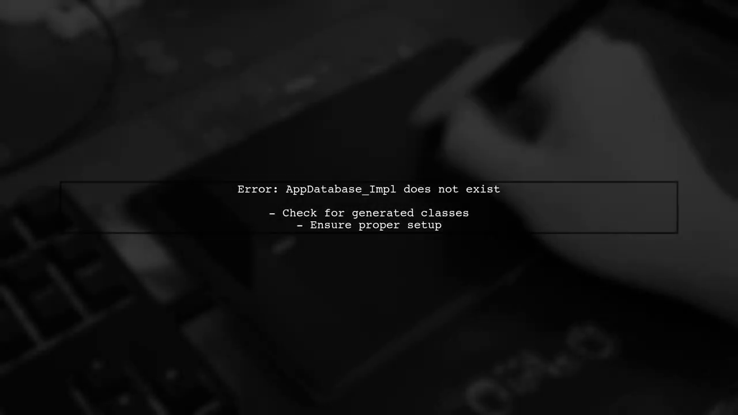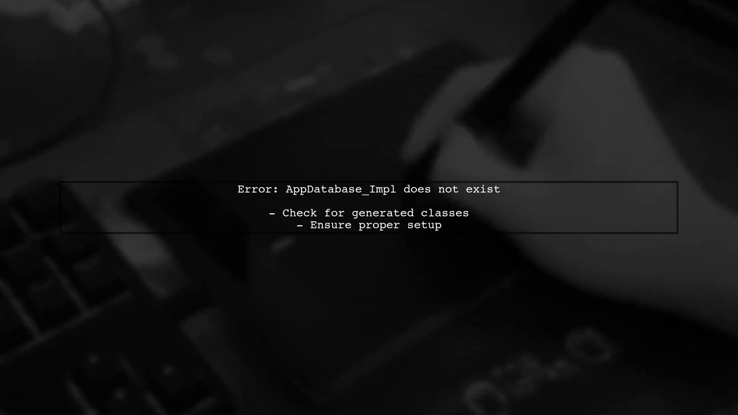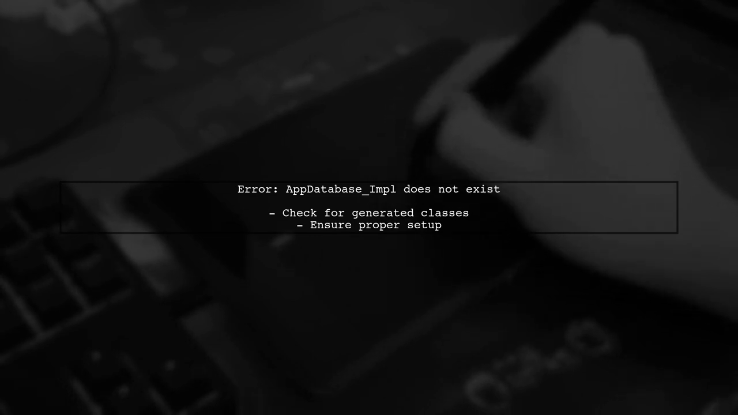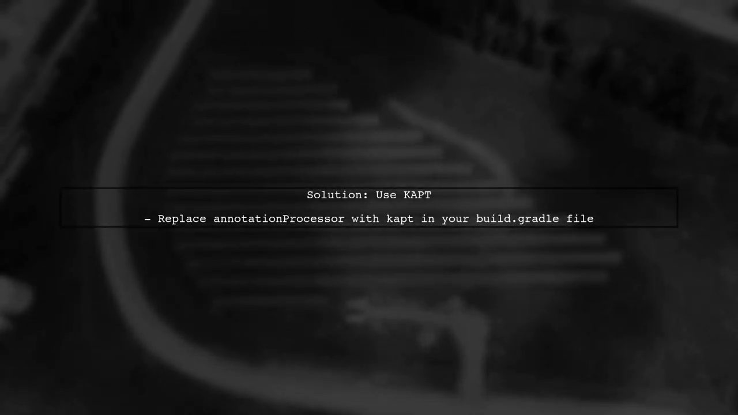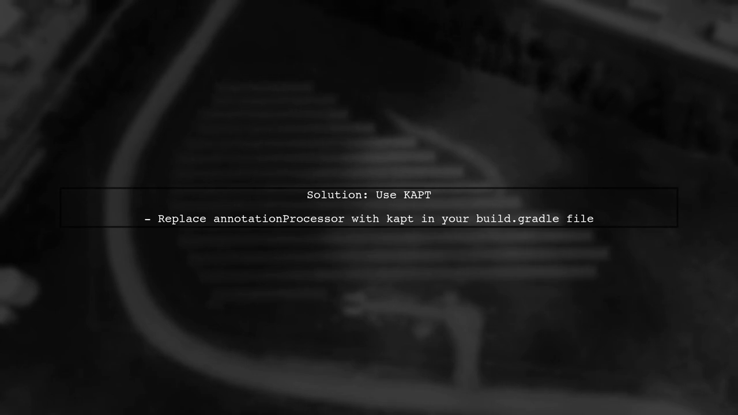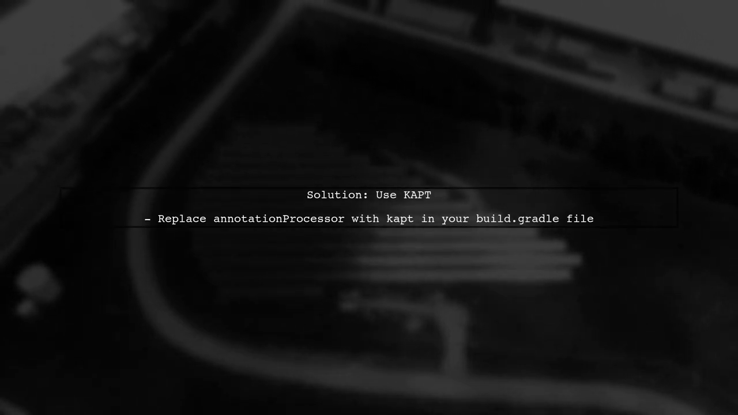Now, let's continue on. Let's address the issue you're facing with the Room Persistence Library in your Kotlin app. The error message indicates that the implementation class app database impl was not generated. This typically happens when the annotation processing is not set up correctly. In Kotlin, we use capt instead of the traditional annotation processor.